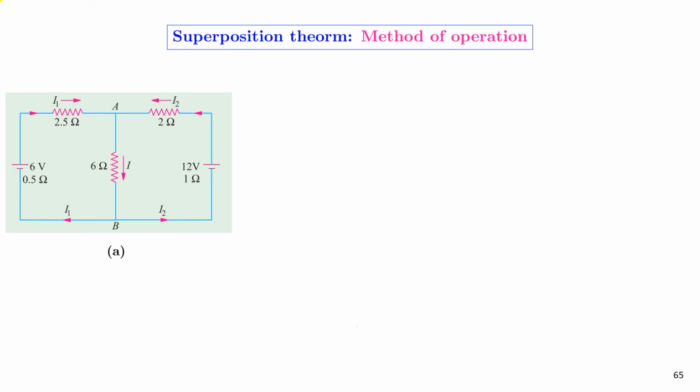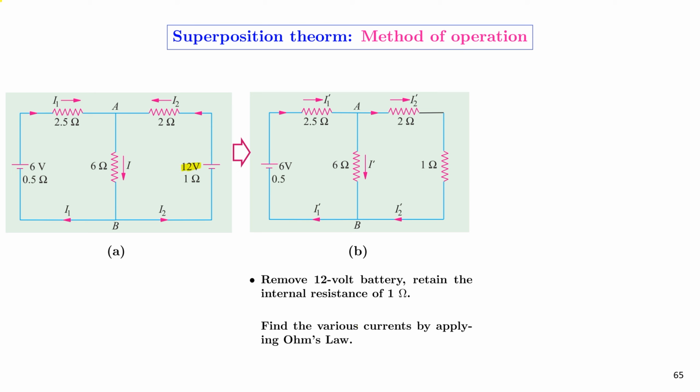Figure A shows the circuit that needs to be solved using the superposition theorem. In the first step, we'll remove the 12 volt battery from the circuit, retaining its internal resistance of 1 ohm. So that is shown in figure B. In the original circuit, the current that is flowing across 2.5 ohm is I1, the current that is flowing in the 2 ohm resistor is I2, and that flowing through the 6 ohm resistor is I.